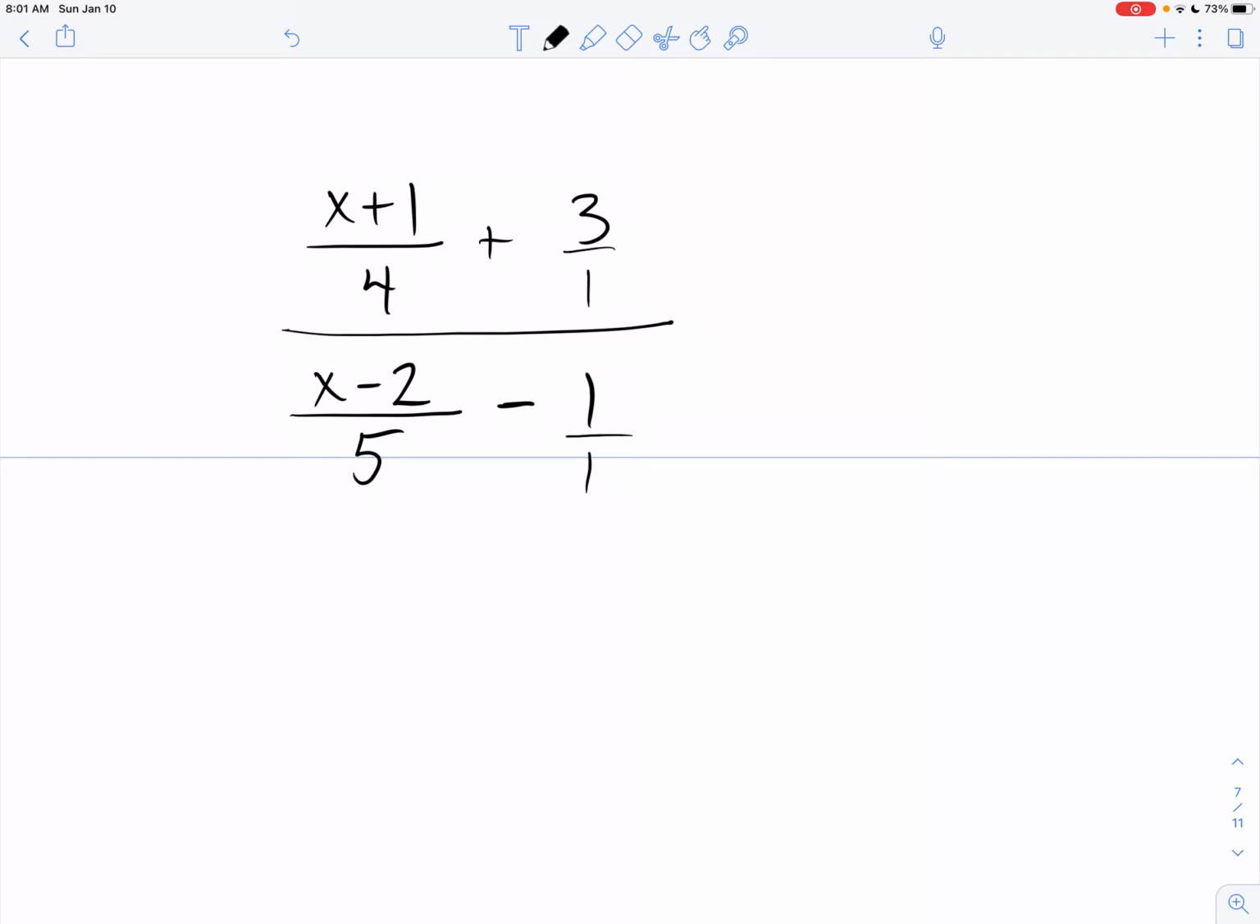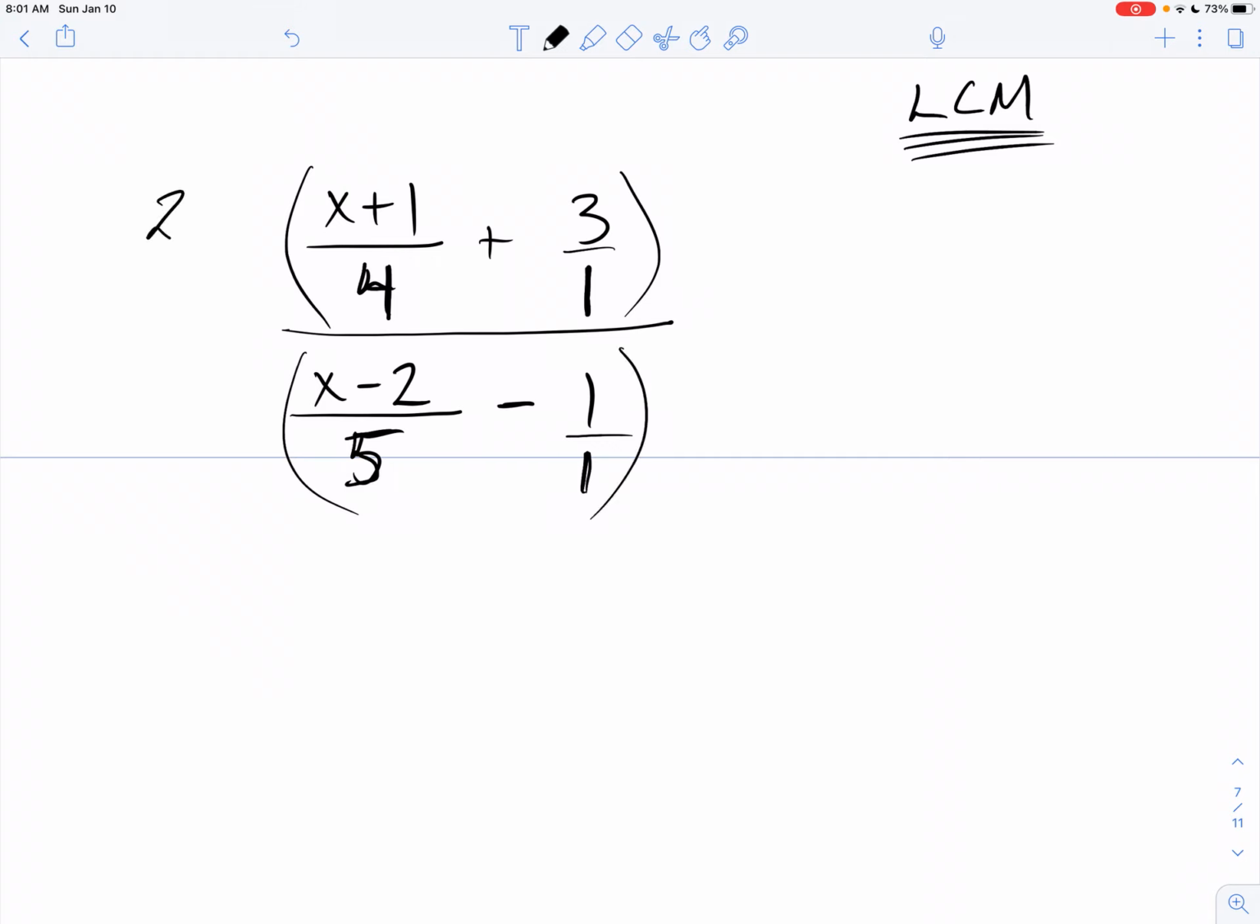Well, what do I do in this case? Well, hey, I didn't go through it in the last one, but what you're looking at is the denominators. I got a 4, I got a 1, I got a 5, I got another 1. What is the least common multiple? We call that the LCM. The least common multiple is the smallest number all the bottom stuff goes into. Well, that would be 20. 4 times 5 is 20. So I'm going to multiply the entire top part and the entire bottom part by the number 20.